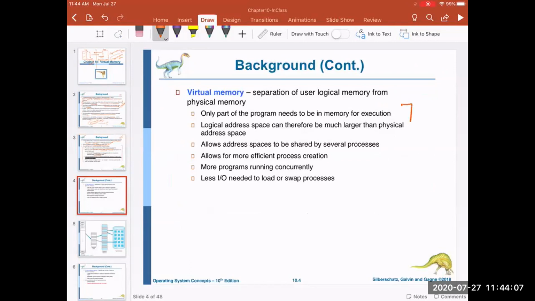So only the part that is needed is taken into memory, and it allows address spaces to be shared. This we have already discussed in the previous lecture, how they are sharing, because a page and a frame can be mapped. So the logical address space is different and the physical address space is different. So the same frame could be called into different processes or a number of pages. That would allow us to share the processes, allow more efficient process creation, which we are going to discuss, and allow less IO to be needed.